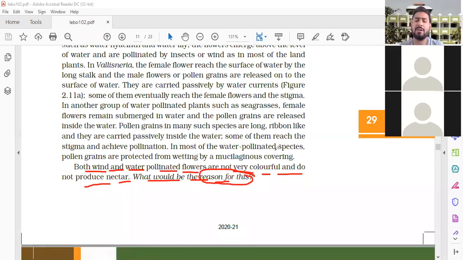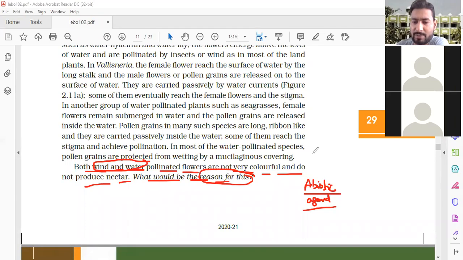Okay, listen. We know both wind and water are abiotic agents. Clear? Wind and water are abiotic agents. If it is an abiotic agent, nature does not provide it. Nature has not provided any special type of floral reward.